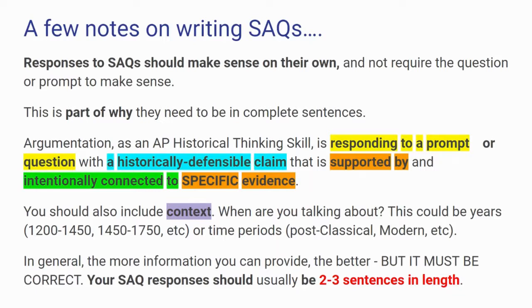Because what they're trying to get you to understand is you are making a claim as a historian. You are not just answering a question. Remember that more often than not, you're making some sort of an argument, even in the SAQs. And that's an AP historical thinking skill that involves all of these parts. And I've highlighted the different parts of that answer specifically to draw your attention to them.